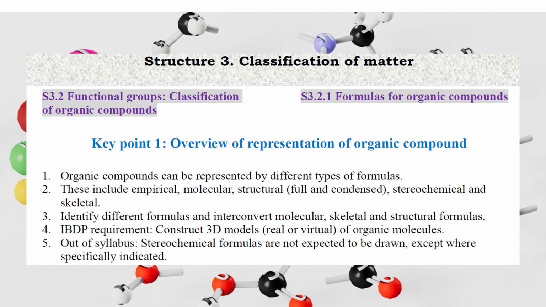First of all, an overview of the representation of an organic compound. Organic compounds can be represented by different types of formula: empirical formula, molecular formula, structural formula, stereochemical formula, and skeletal formula. Today we focus on the first two, okay? And then we have to identify the different formulas and convert them, one to the other, one to the other.